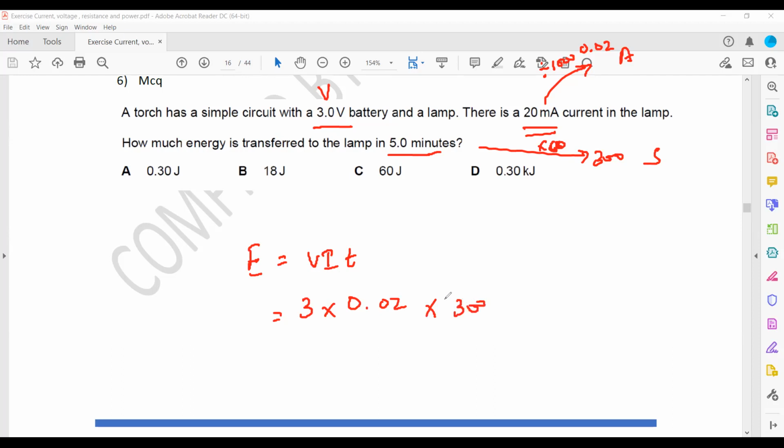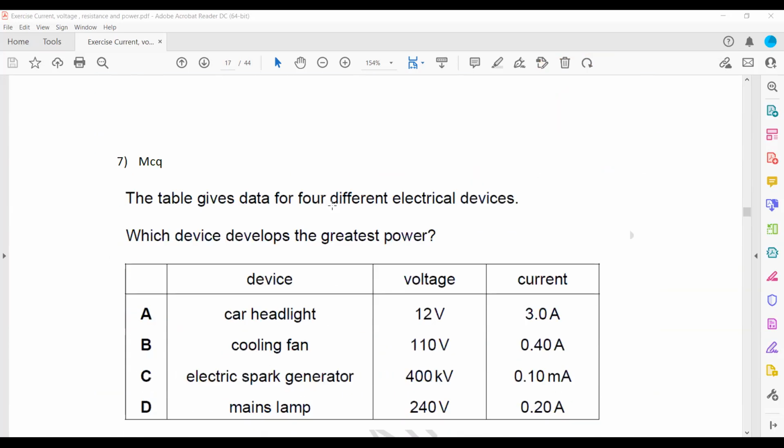So it will be 3 multiplied by 0.02 multiplied by 300. That is, when you multiply all the three factors, you will get 18 joules of electrical energy. So B will be the right answer. Is it clear, this question 6? That how we work out the energy? So the formula is the same.